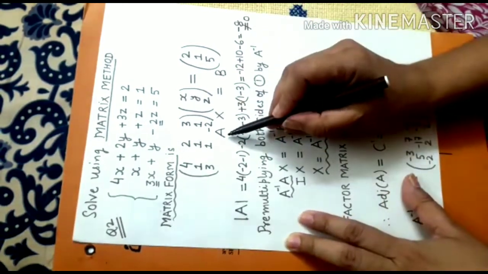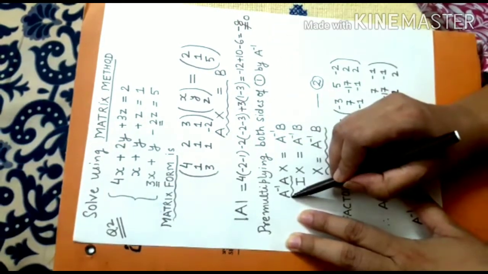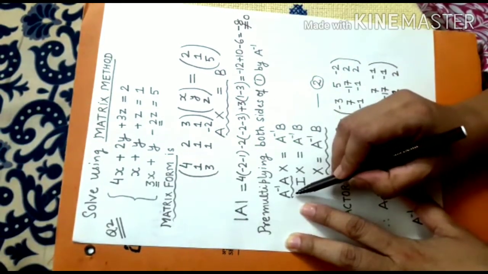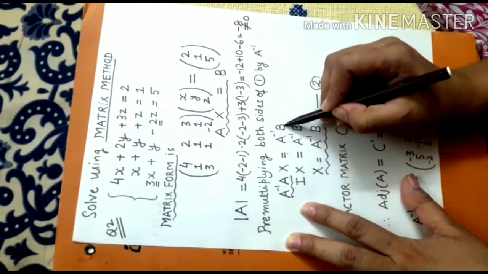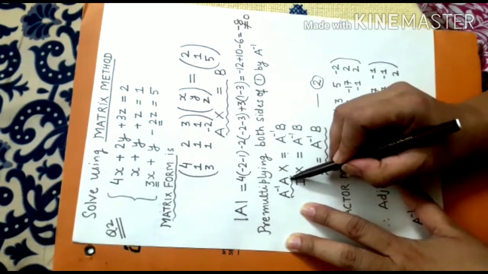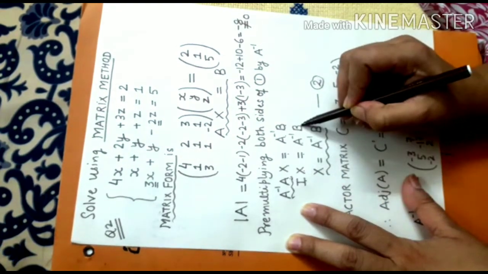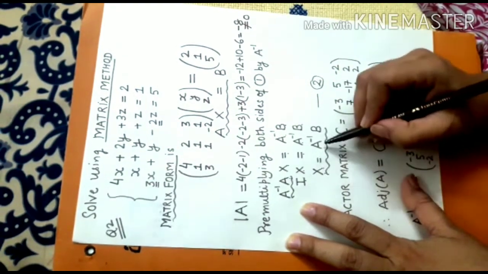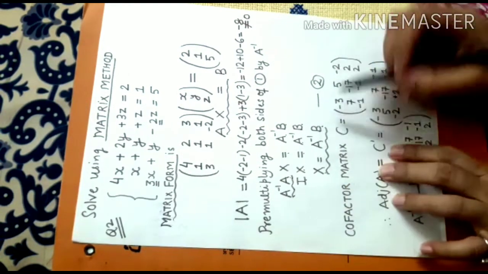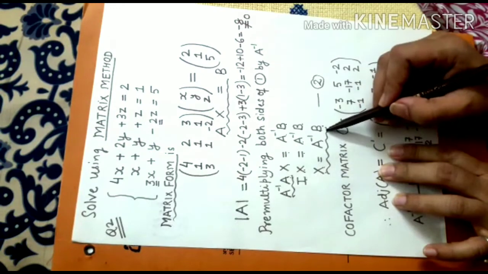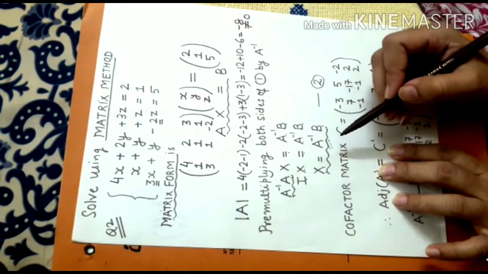So we pre-multiply both sides of this equation with A inverse. So I'll be getting A inverse AX is equal to A inverse B. So A inverse A is I into X is equal to A inverse B. So here X is A inverse B. So in order to find out the matrix X, I need to find out inverse of the matrix A.